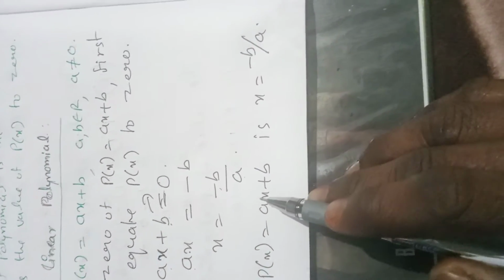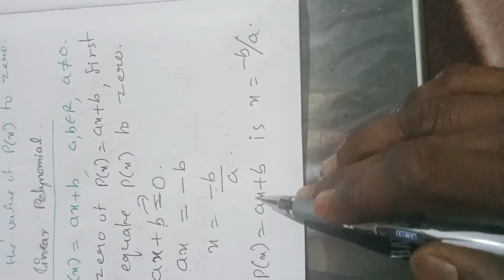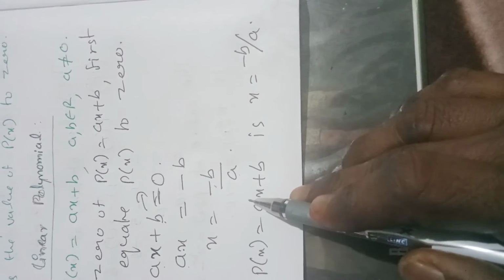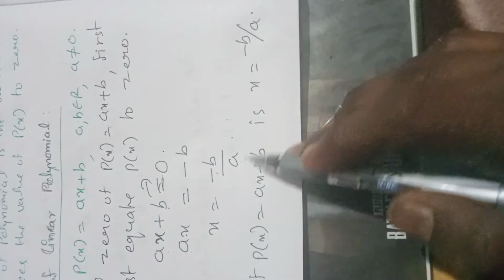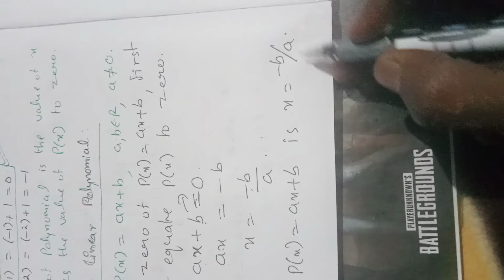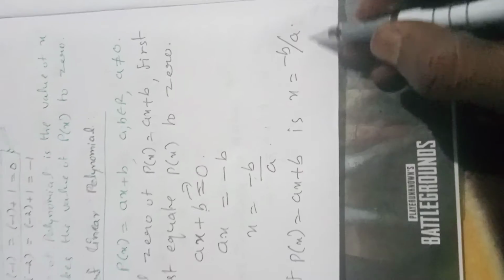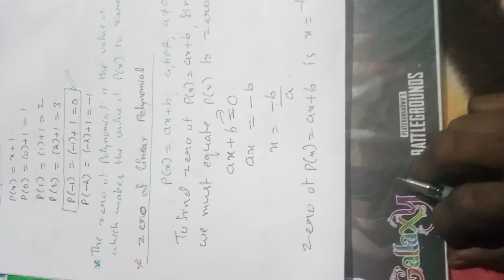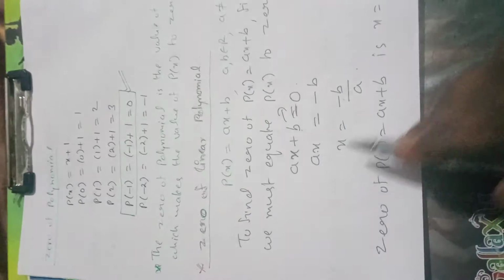Now you can verify it also. Wherever the x is, write there minus b by a. If I write here minus b by a, that a will get cancelled. It remains only minus b plus b, which gives us 0. Means only x equal to minus b by a makes the value of this polynomial 0. That's why we can say it is a 0 of the polynomial. Whenever you need to find the 0 of a linear polynomial, you need to write the steps like this only.